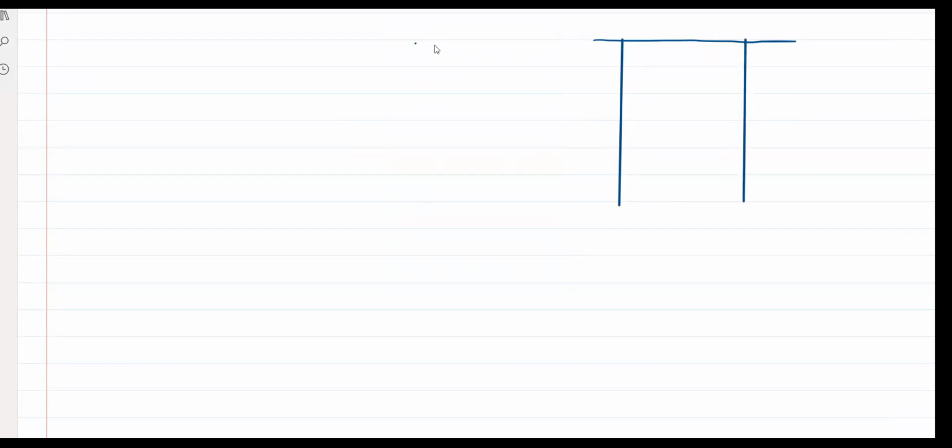Now this is not your normal swing. What is the difference between these swings? These swings, instead of chains, are made up of rods. This is your rod and this is the plate. Okay, now tell me, what kind of motion will this swing have?